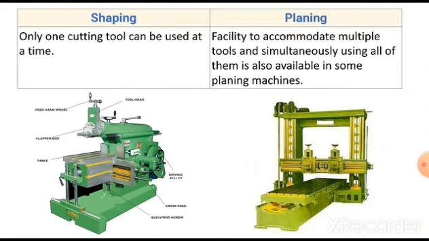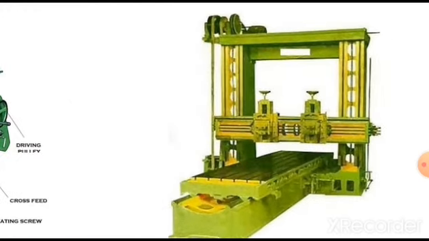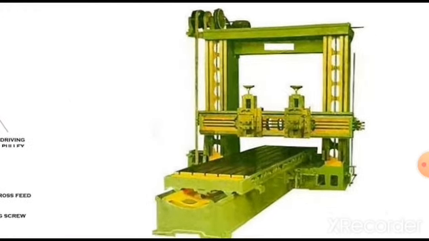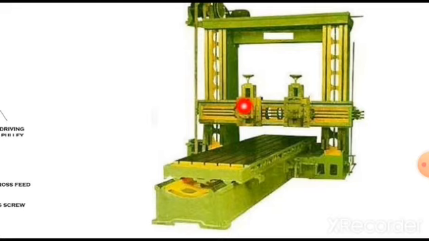Now the planer: the facility to accommodate multiple tools and use all of them simultaneously is also available in some planing machines. Here I have added an image of a planer machine over which we can fix two different cutting tools. This is nothing but the tool post. Here you can fix your first cutting tool, and here you can fix the second cutting tool, right? There are a few planer machines on which you can fix two or three cutting tools, right? And it ultimately increases the productivity of that machine.